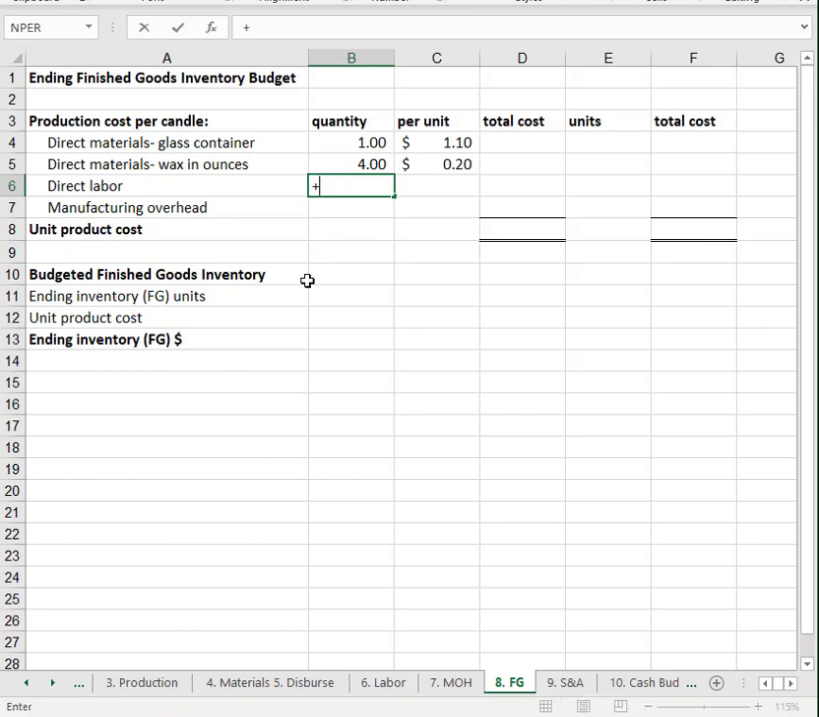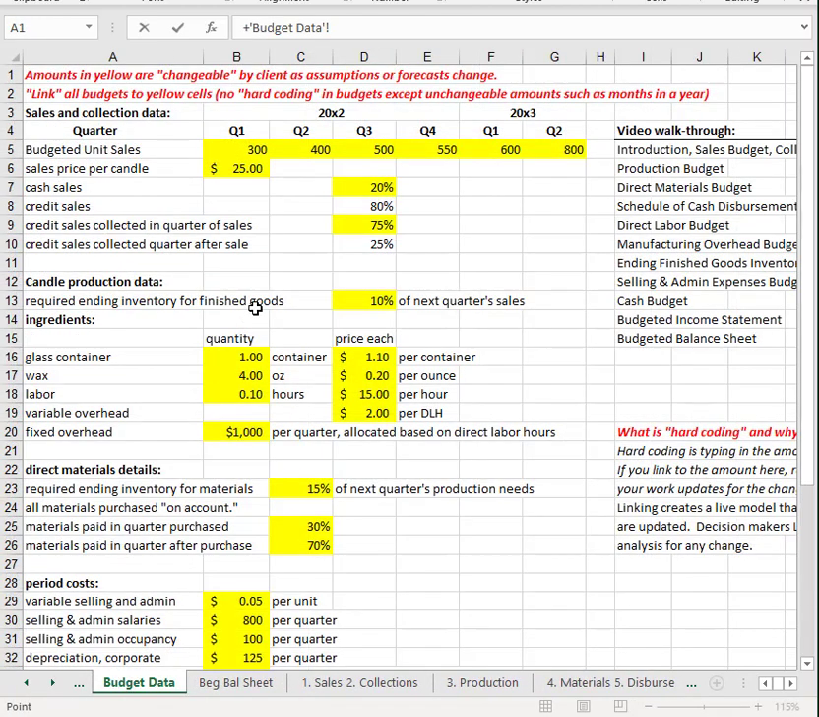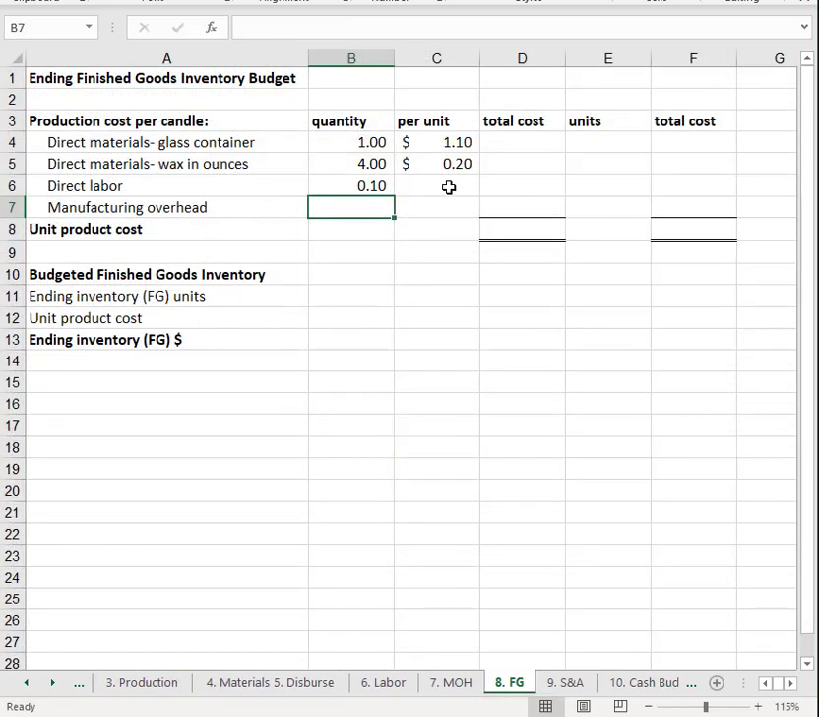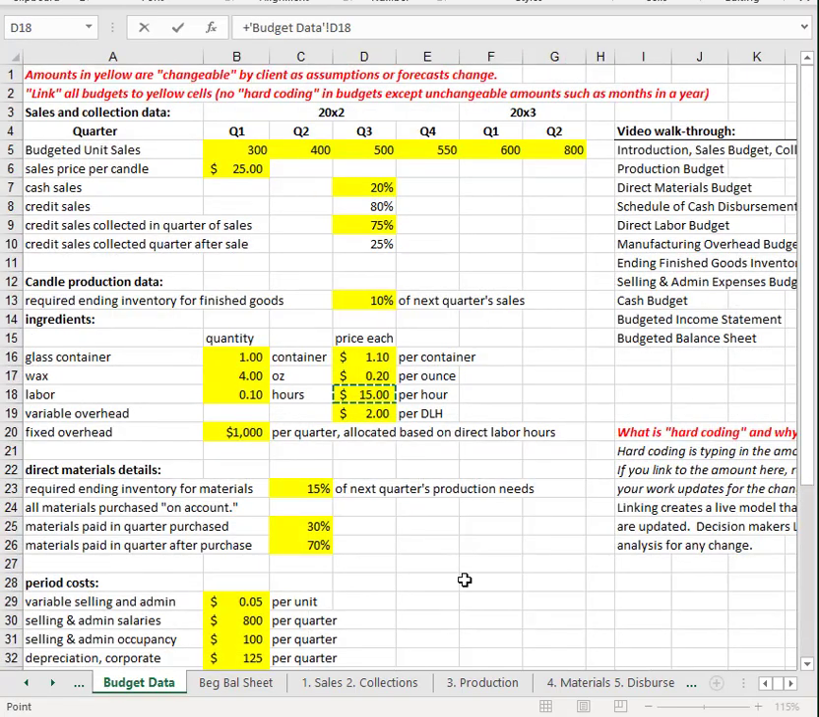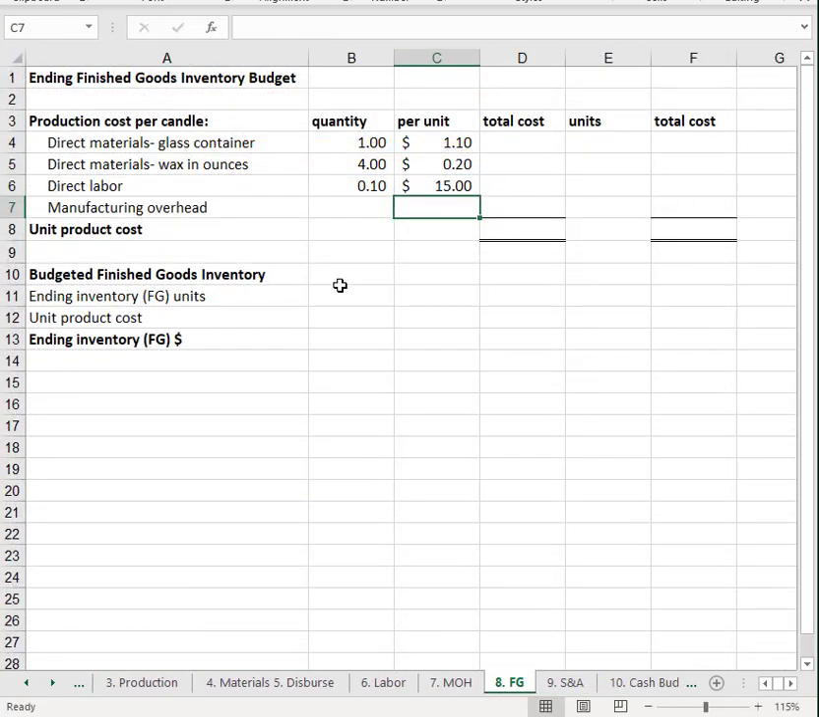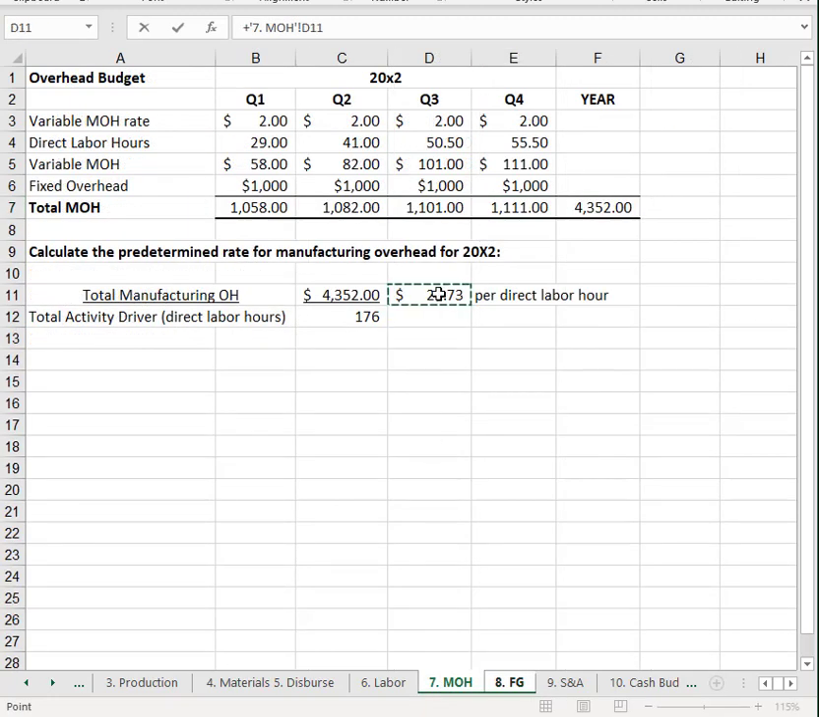Okay, and then direct labor, same thing. What is the recipe? Let's go on back over here. Plus 0.1, and what is the cost per hour? Back over, let's link to the original data, the 15. Now, the manufacturing overhead per unit is from our predetermined overhead rate that we did in the prior video.